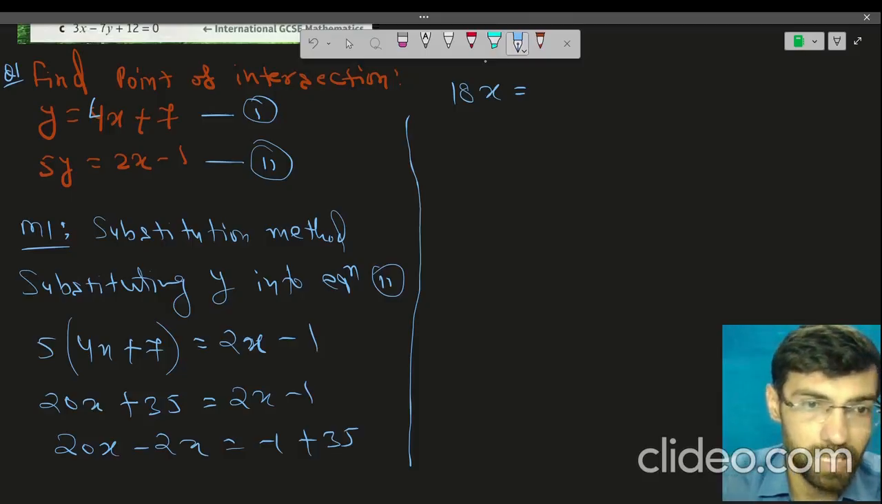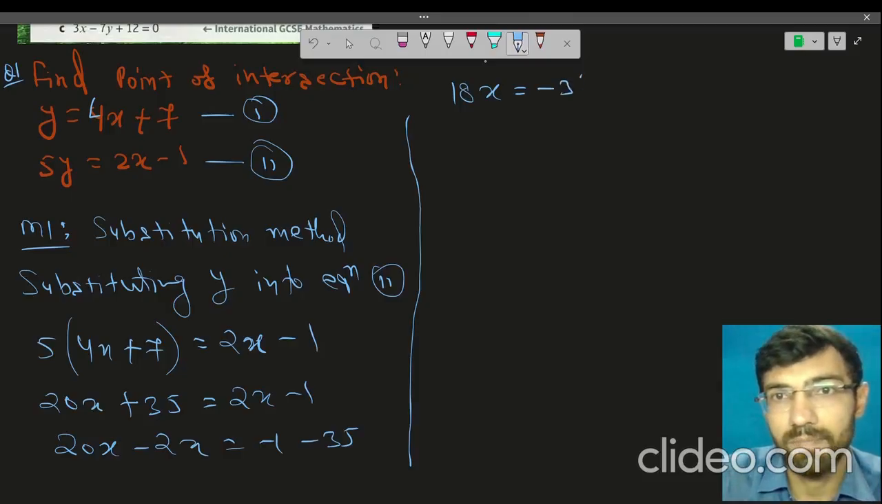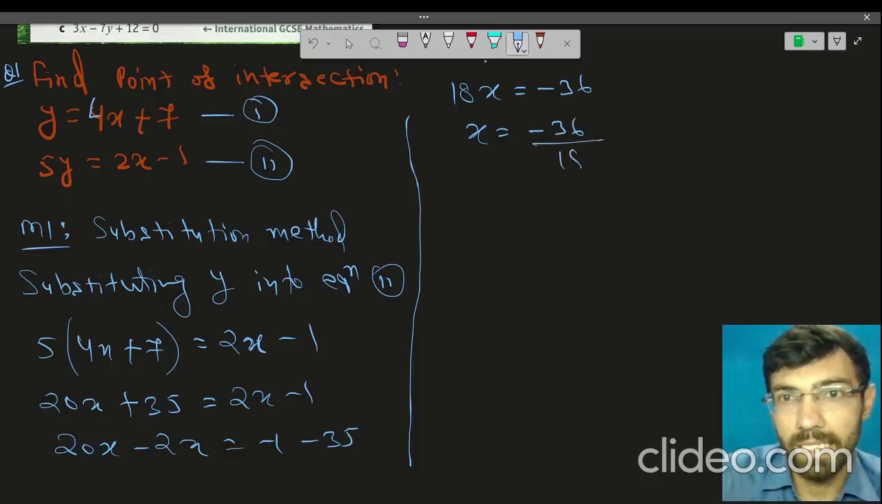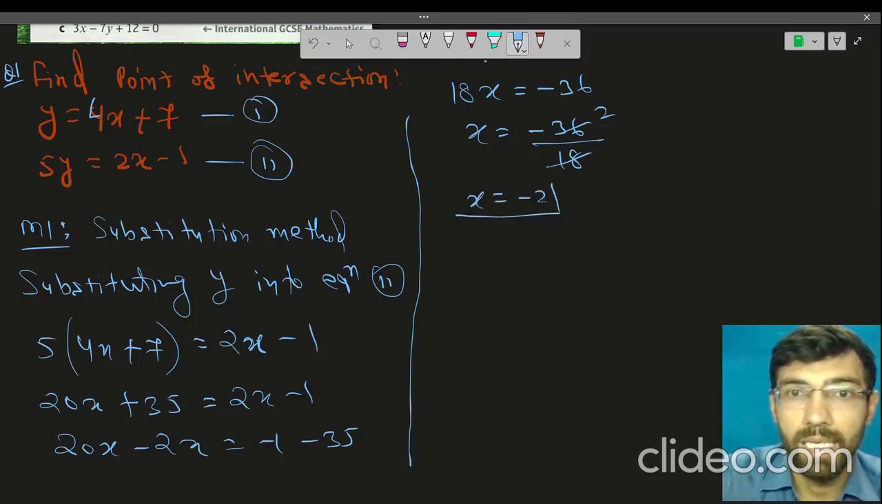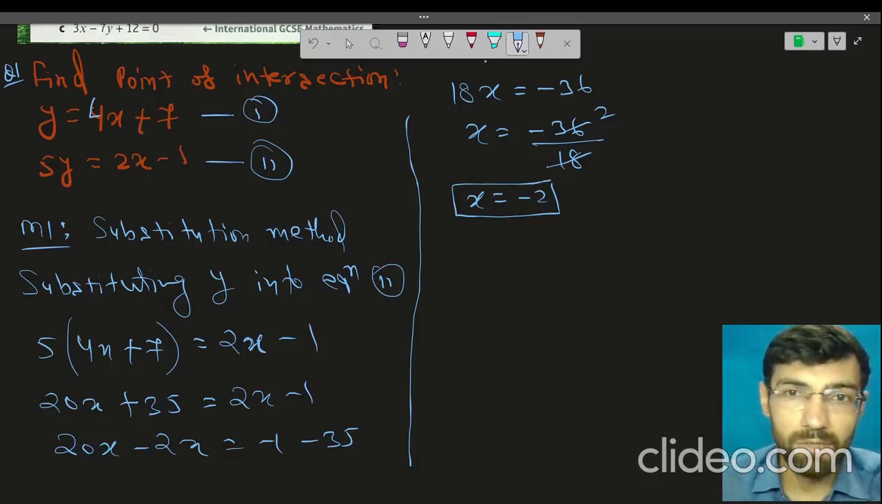Okay, sorry. This will be minus 35 because this is plus 35. If I move this to the right side, it will be minus 35. So this is minus 36. And now x equals how much? Minus 36 upon 18. And 18 twos are 36, so you can cancel. So x equals minus 2. Okay. Once we got our x, how to find y? If you got your x, how to find y?